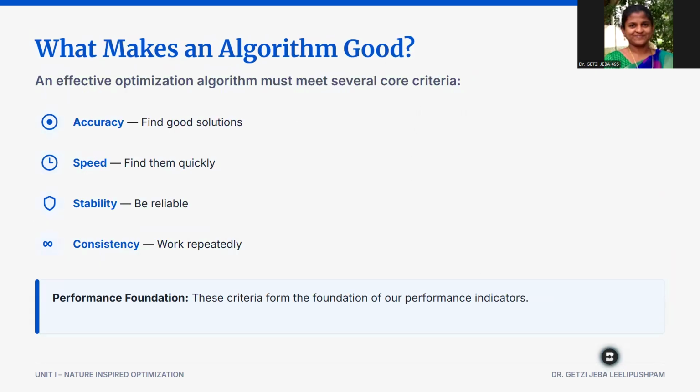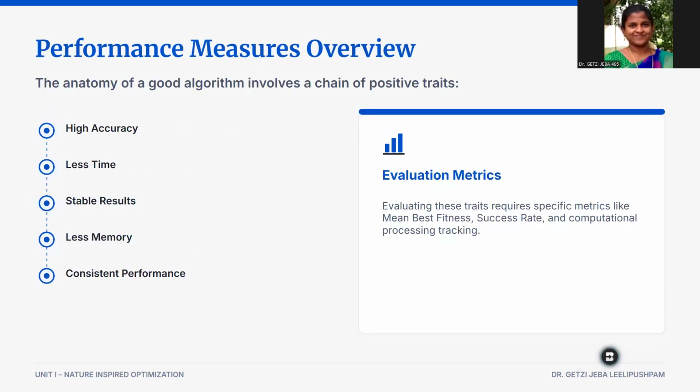So what makes an algorithm good? Maybe accuracy, it finds a good solution; speed, it finds solutions quickly; stability, it is reliable under any condition; or consistency, it works repeatedly. The performance measures, the evaluation metrics usually used in optimization, are mean best fitness, success rate, and computational processing tracking.